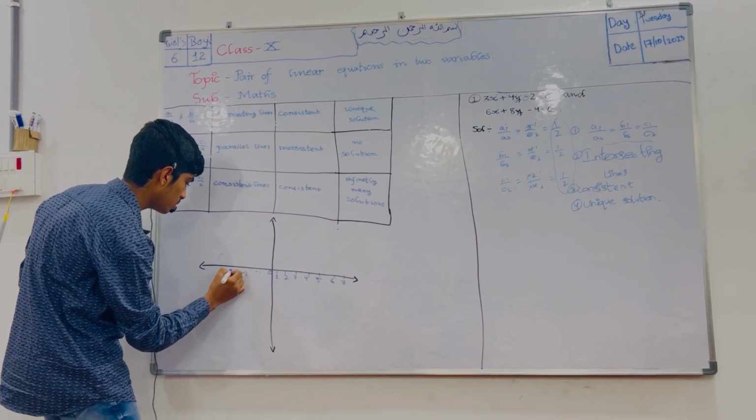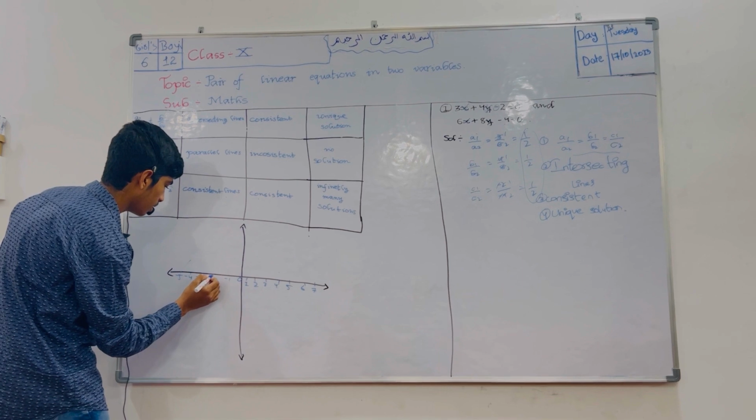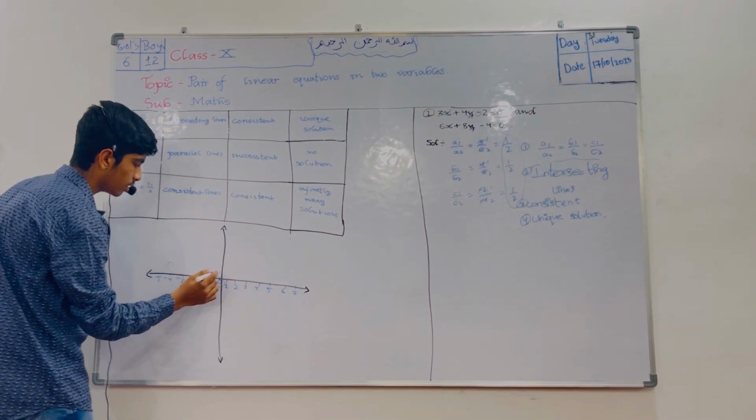Minus 1, minus 2, minus 3, minus 1. Here this place is known as origin.